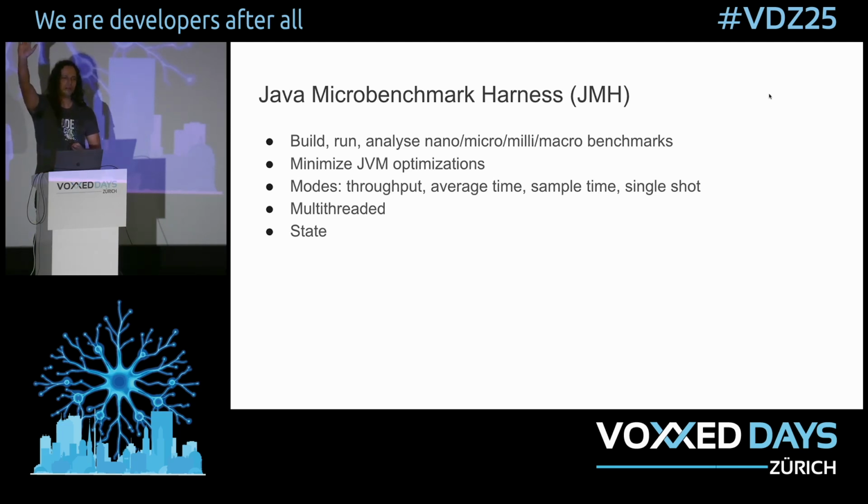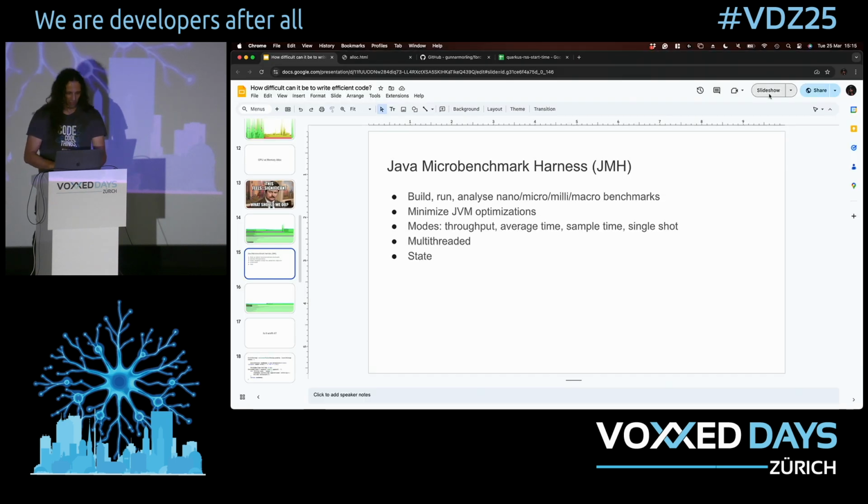Does anyone know about it? Okay, a few, a little more than AsyncProfiler. But what JMH does is allow you to build, run, and analyze these microbenchmarks with more detail. So it minimizes some of the JVM optimization. Sometimes when you run, of course, the JVM is going to optimize stuff for you, so you have a lot of control over there. And you can use a lot of modes where you want to measure stuff like throughput, average time, sample time, single shot. There's a bunch of things you can do over there.